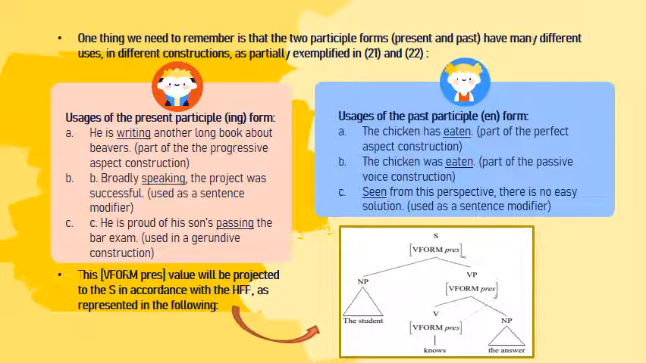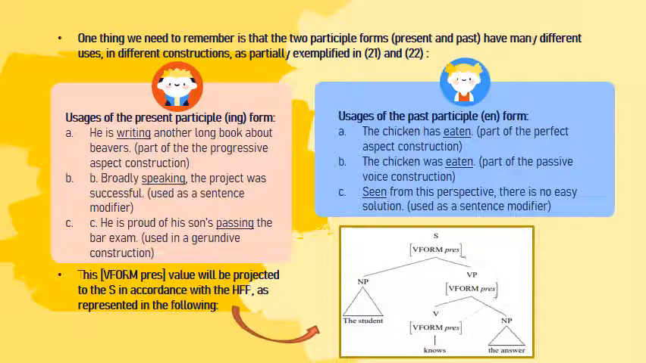In Table 22, usage of the past participle -en form. For example, A. The chicken has eaten. Eaten, -en as part of the perfect aspect construction. B. The chicken was eaten. Eaten, -en as part of the passive voice construction. C. Seen from this perspective, there is no easy solution. Seen, -en used as a sentence modifier.